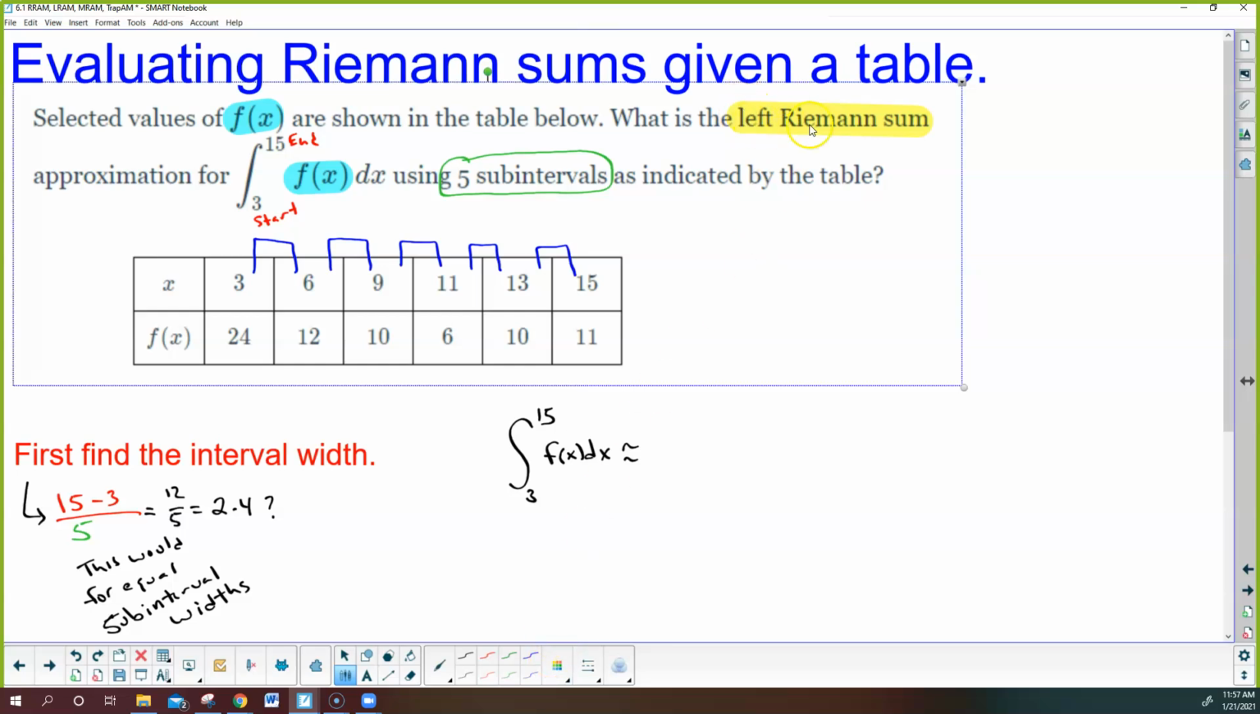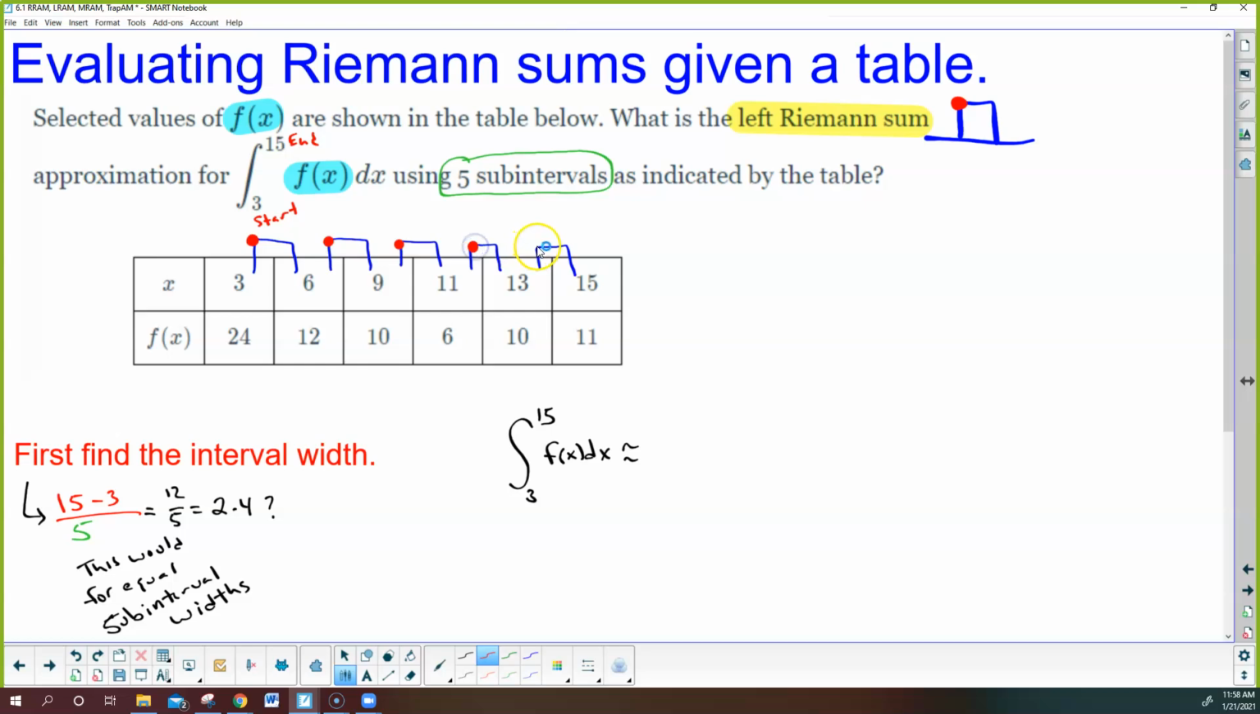But now I want the left Riemann sum. So my brain thinks like this. When I see the left Riemann sum, that word left Riemann sum tells me I want my outputs to be on the left-hand side. So I'm going to put little dots on those left sides of those triangles. And now our job is to find the area of them.